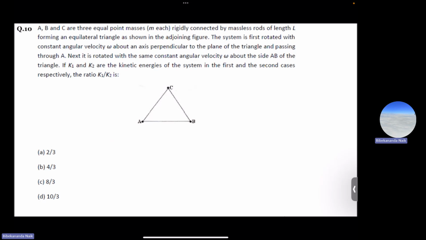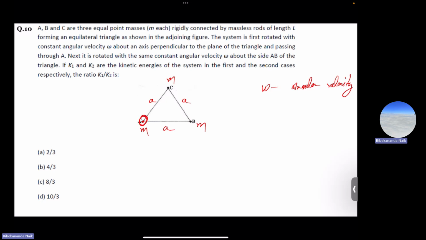So the question says there are three masses of M each. Suppose the side is A. The question says the system is first rotated with constant angular velocity omega, so omega is the angular velocity, about an axis perpendicular to the plane of the triangle and passing through A. So the axis is perpendicular to the plane of the triangle.